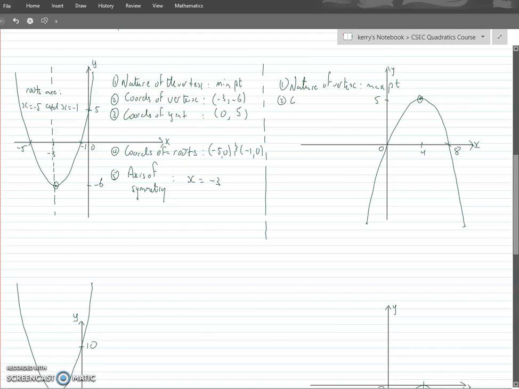The second one is the coordinates of the vertex. What are the coordinates of the vertex?